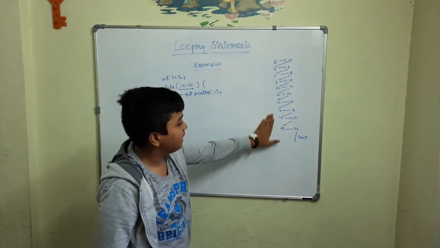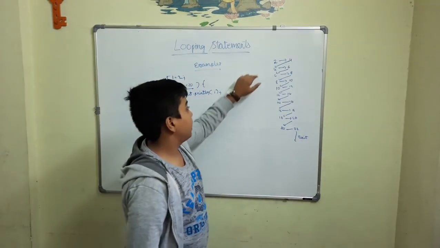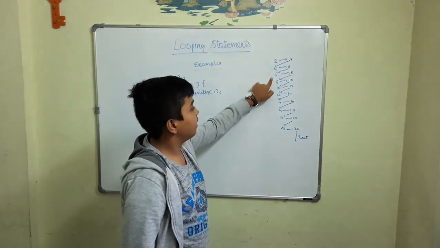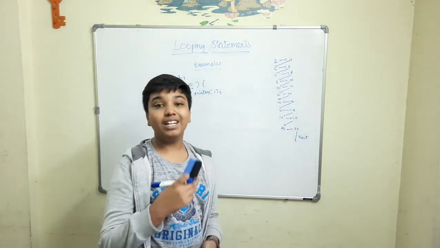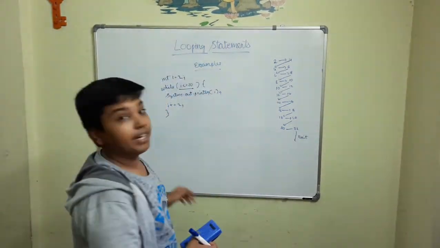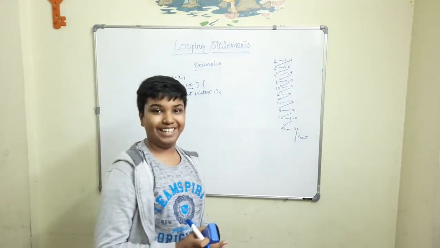So this is the basic logic, what happens after each iteration. You can take this as iteration 1, 2, 3, 4, 5, 6, 7, 8, 9, 10. So total there are 10 iterations to print the 10 multiples of 2. Okay, I hope the logic is clear.